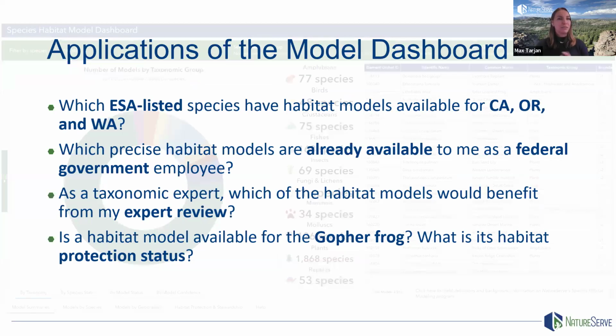What can you use the model dashboard for? It's designed to answer questions like this. Which ESA listed species have habitat models available for California, Oregon, and Washington? Which precise habitat models are already available to me as a federal government employee? As a taxonomic expert, which of the habitat models would benefit from my expert review? Is a habitat model available for gopher frog? What is its habitat protection status? I'm going to switch over to a live demo of the dashboard to show some of the features.